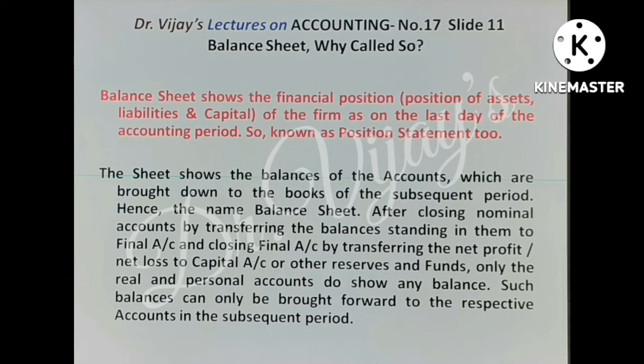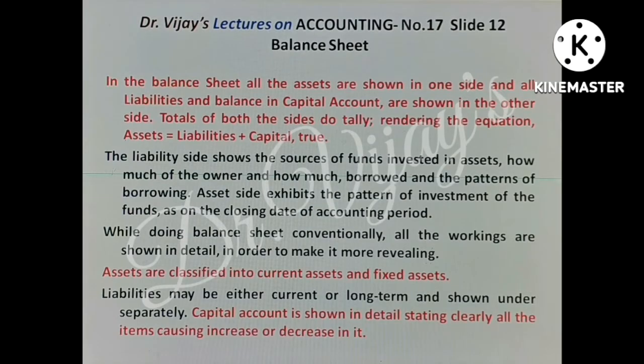After closing nominal accounts by transferring the balances standing in them to the final account, and closing the final account by transferring the net profit or net loss to the capital account, or other reserves and funds, only the real and personal accounts do show any balance. Such balances can only be brought forward to the respective accounts in the subsequent period. Slide 12 gives more information about the balance sheet.